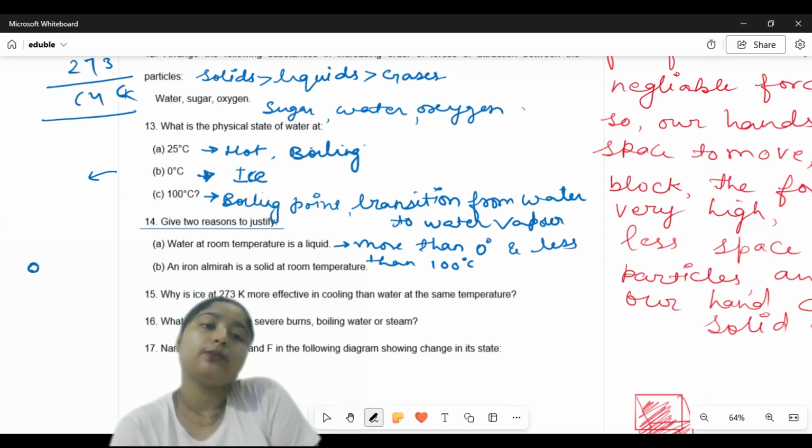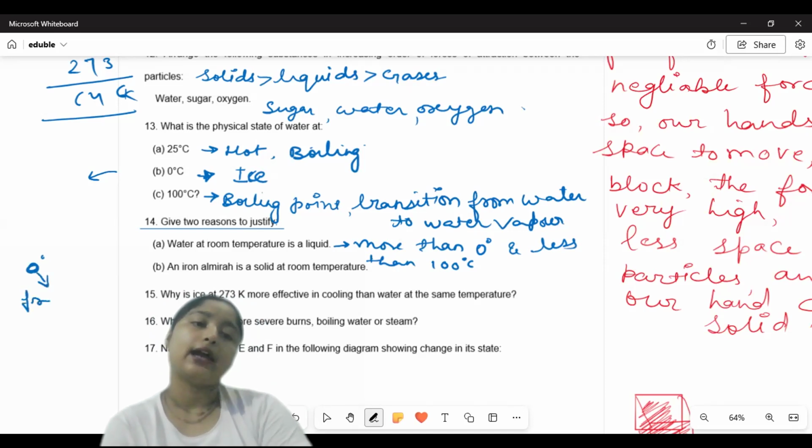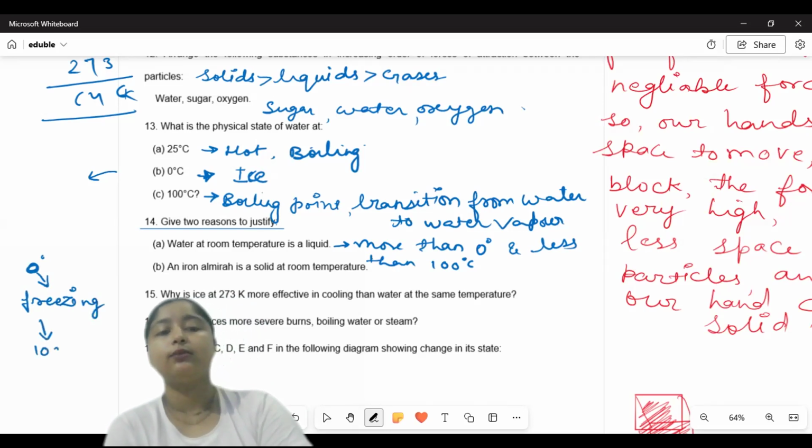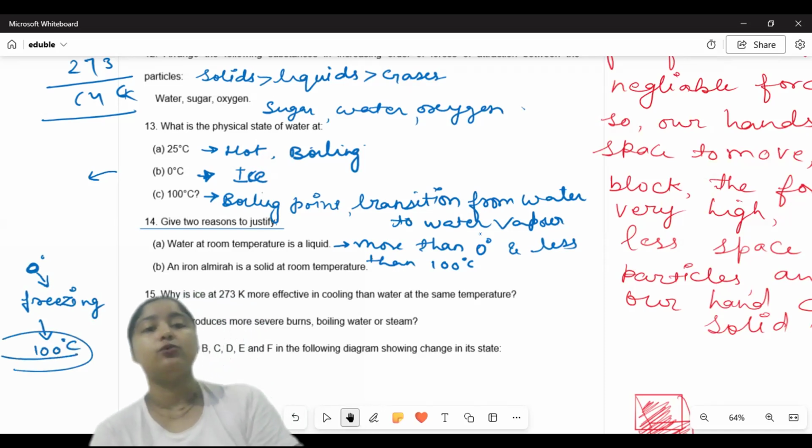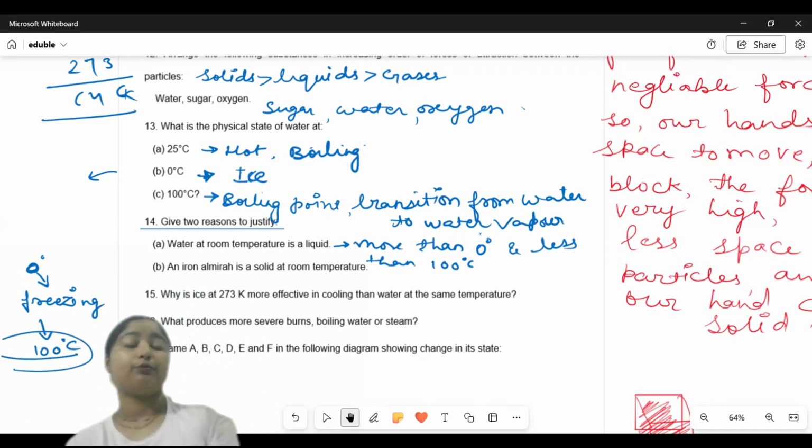Because if it is less than 0 degrees Celsius, that will be the freezing point, and the water will change into ice. And after 100 degrees Celsius, it will be the boiling point, so it will be boiling or transition into steam. So water at room temperature will only be liquid, right?